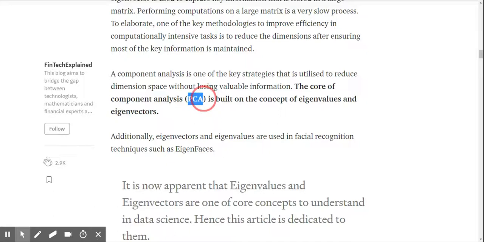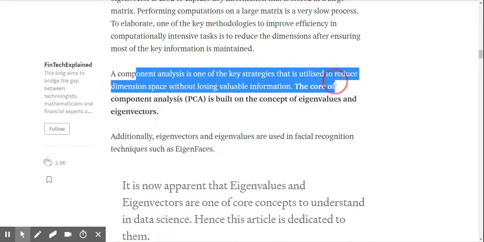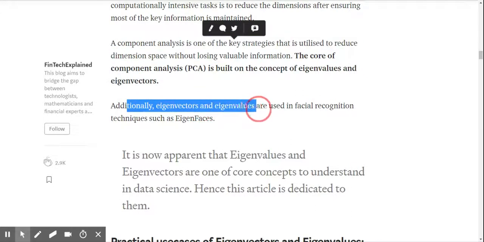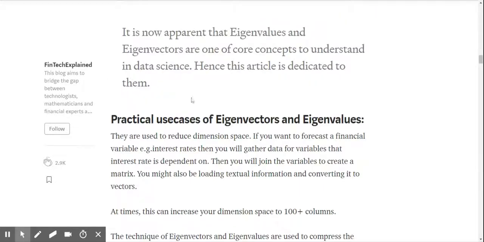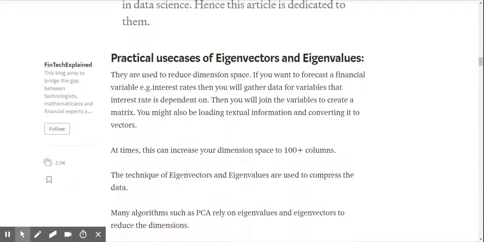I wanted to touch base on that as well with quantum computing in focus, because it's one of the points in the O'Reilly book, which I haven't read that part yet. Sort of quantum PCA. But we'll see. That's definitely another set of videos. Principal component analysis is one of the key strategies utilized to reduce dimension space without losing valuable information. Additionally, eigenvectors and eigenvalues are used in facial recognition techniques such as eigenfaces. Really convenient naming. It is now apparent that eigenvalues and eigenvectors are core concepts to understand.